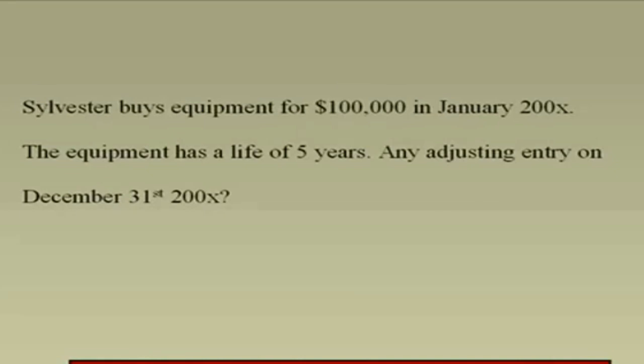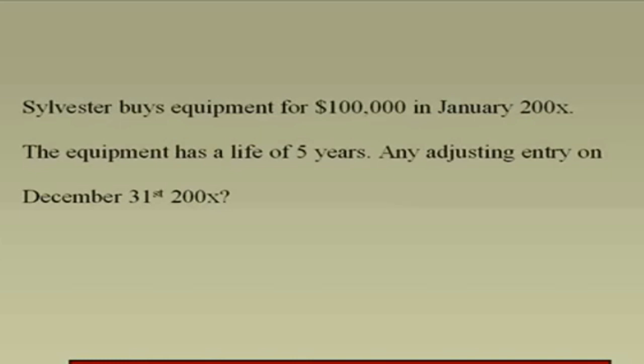Sylvester buys equipment for 100,000 in January. The equipment has a life of 5 years. Think about this. Is any adjusting entry required on December 31st? What do you think? The value of the equipment has gone down by $20,000 because if the life is 5 years, the cost is 100, it means that every year, if you divide it, 20,000 gets used up.